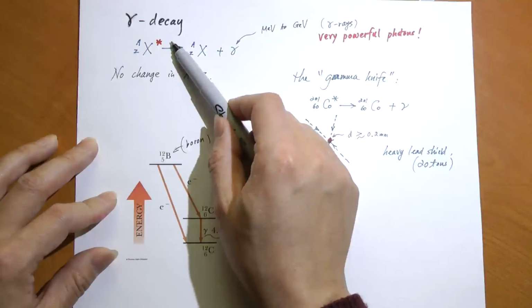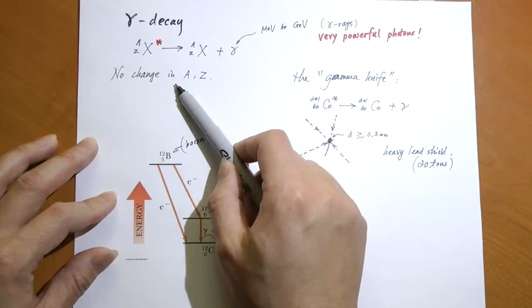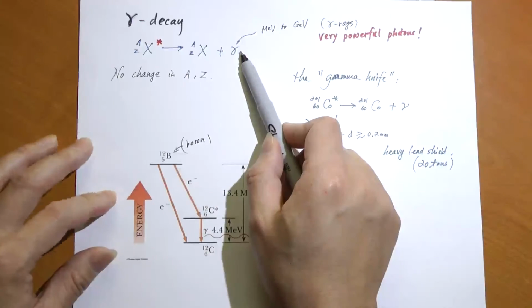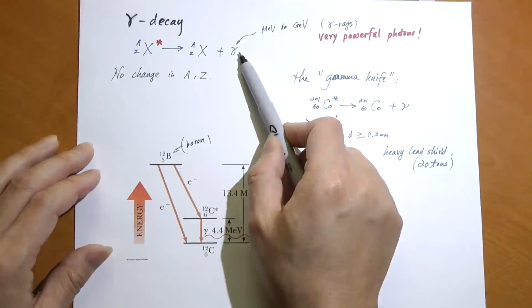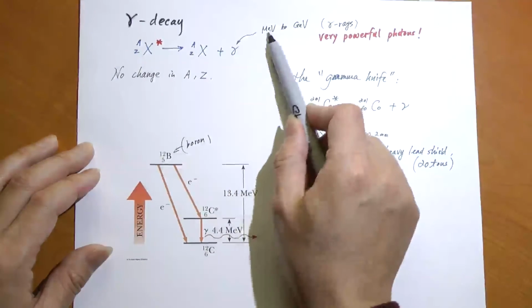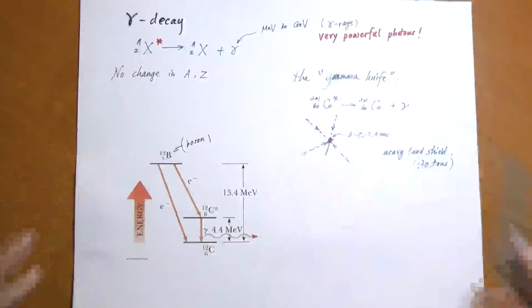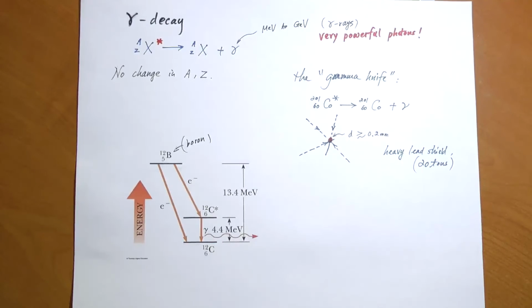And it goes down to the ground state, shedding its excess energy in terms of a beam of pure energy, which is a photon. The gamma ray photons typically have energies of several MeV to several GeV. G is 10 to the 9. So we're talking about extremely energetic photons, each carrying between 1 million and 1 billion times the energy of a visible light photon. So they are very lethal. They're extremely energetic, very powerful. No change in A and Z.